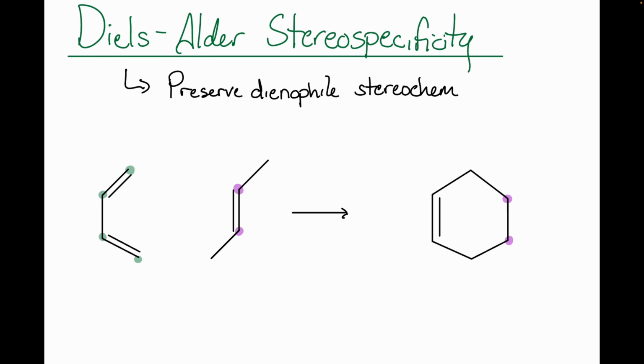Those two methyl groups. Now, because I started out with a stereospecific dienophile here, this would be a trans dienophile. Those two methyl groups are pointed in opposite directions. That means that when this ring forms, I'm going to get a trans dimethyl cyclohexene ring here. So those two methyl groups would be pointed on opposite sides. So my trans alkene leads to a trans cyclic product.